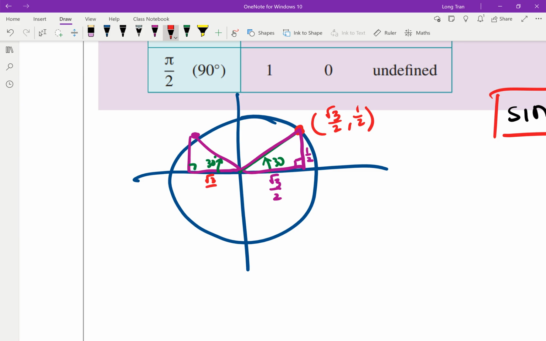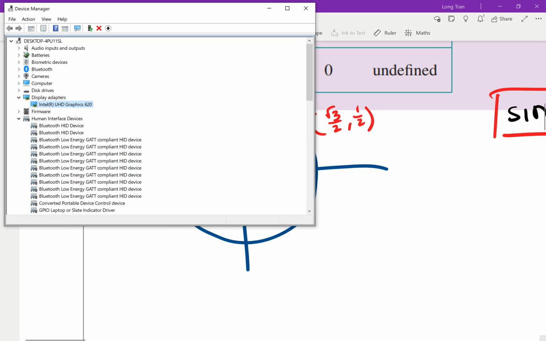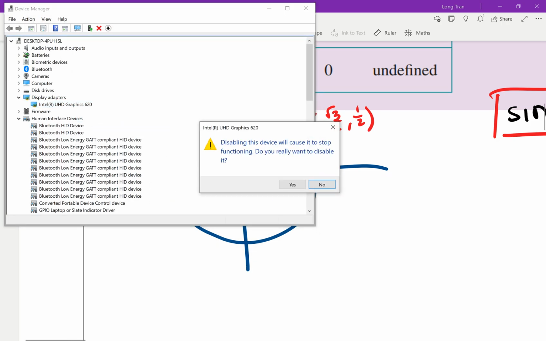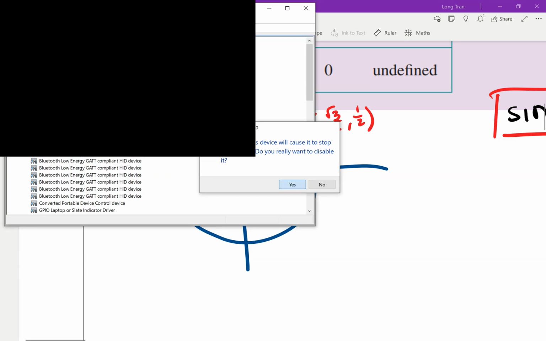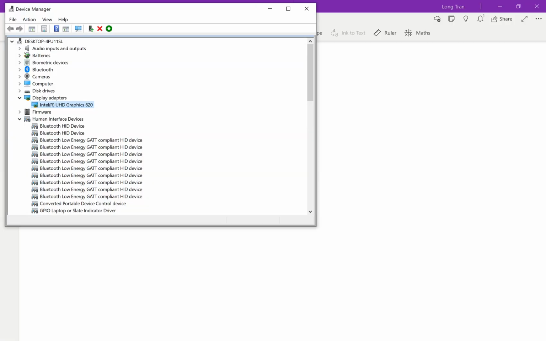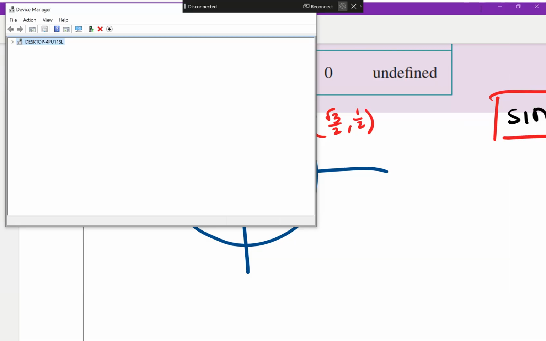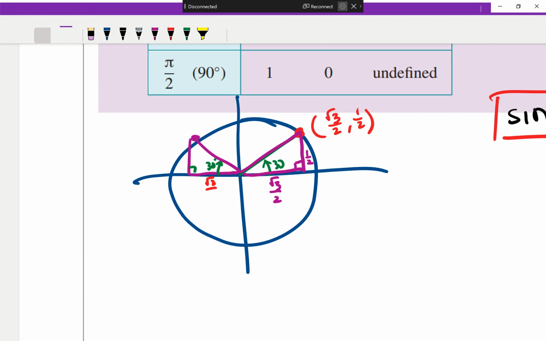And the height, oh, the pen's dead. This is not good. I'm going to try this. It's been happening over the last few days. I'm just going to disable it. And then that happens. And then I'm going to enable it again. How's it now?